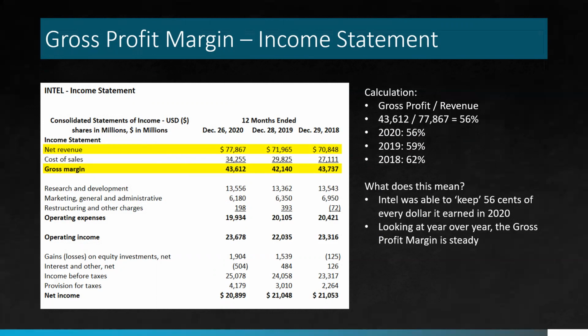So what's happening? Is this getting better or worse? Well, the numbers are declining, which means that Intel is not able to keep that 62 cents for every dollar it earned back in 2018. It's now down to 56 cents of every dollar earned.